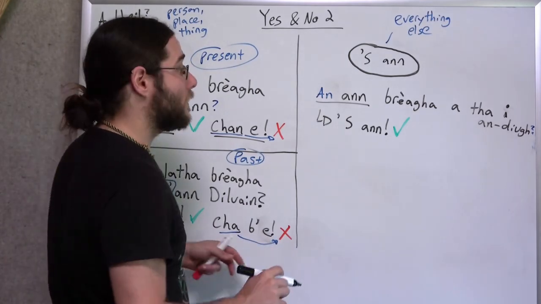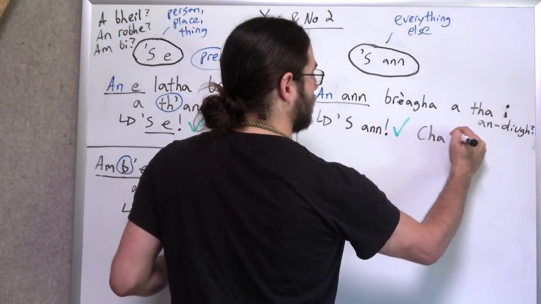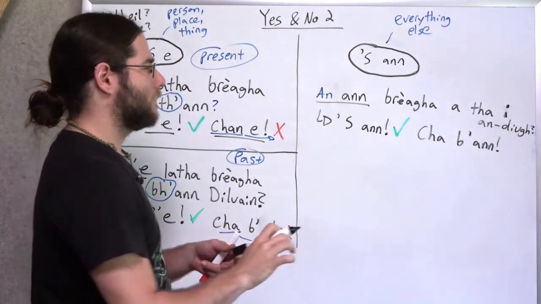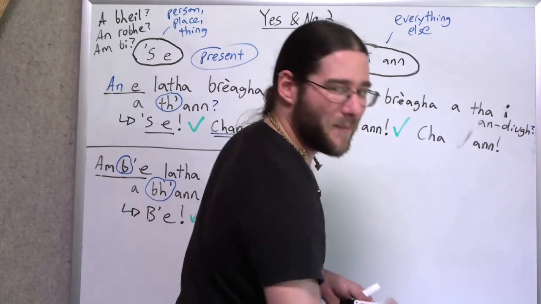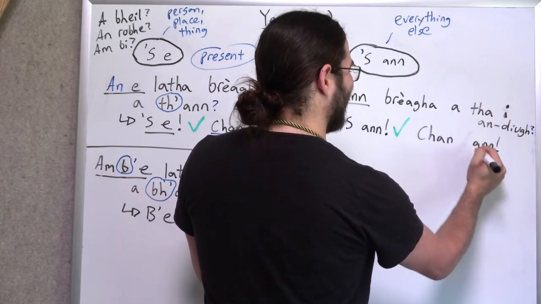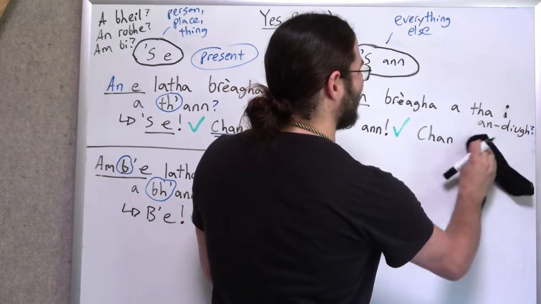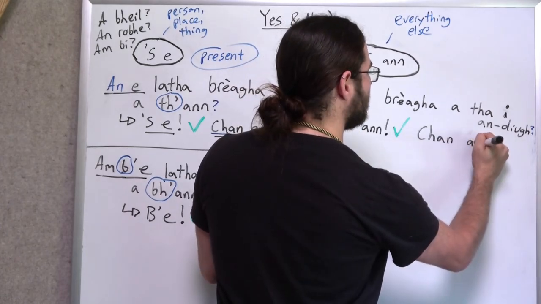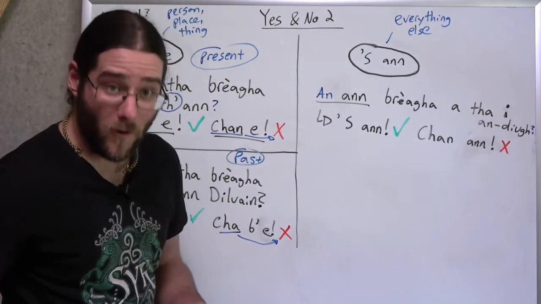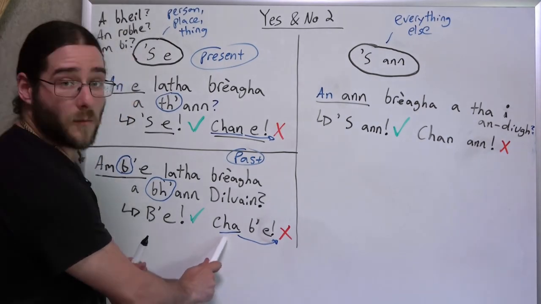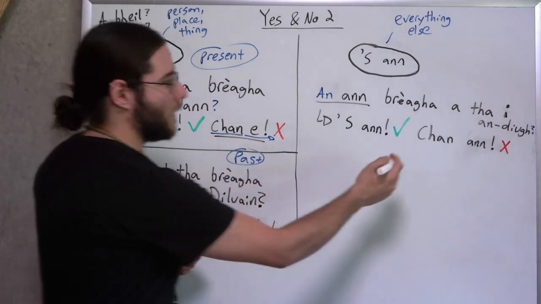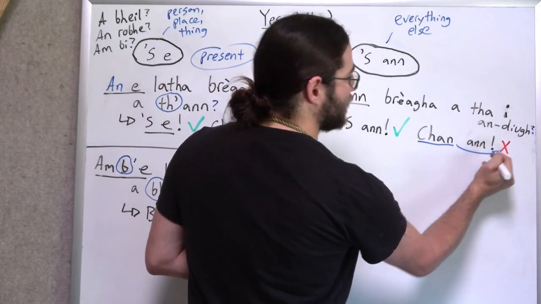It's not beautiful. Oh, I'm jumping ahead of myself. That's the past. Chanaun. Nope. So our pattern holds true in terms of little clues of what's negative. Cha shows this is negative. Chan shows this is negative. Oh, there's another chan right here. It's a sign that it's negative.